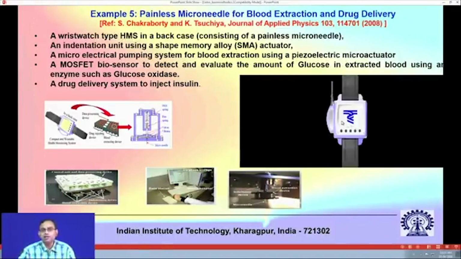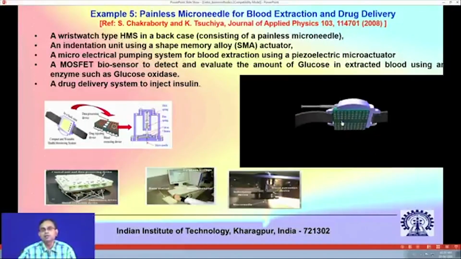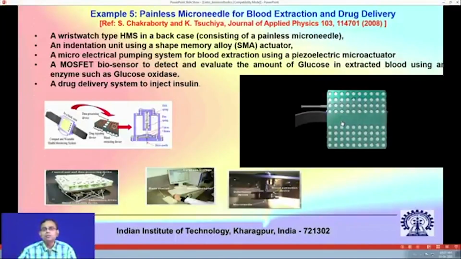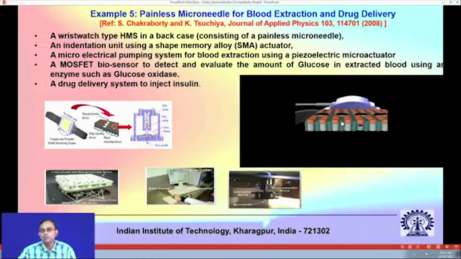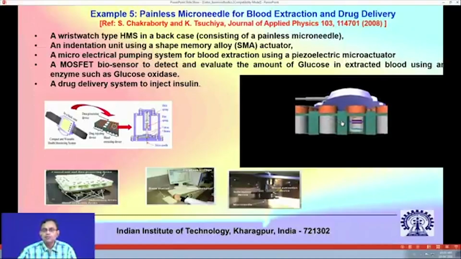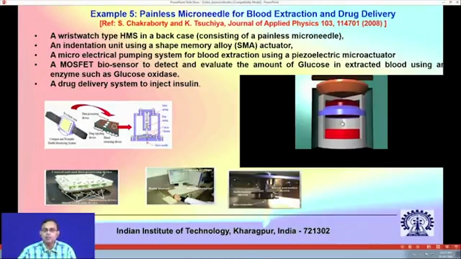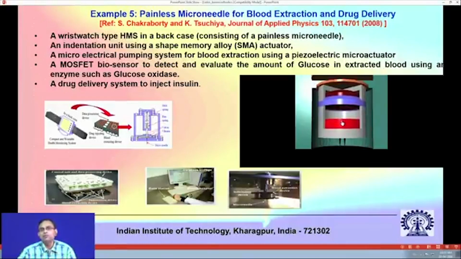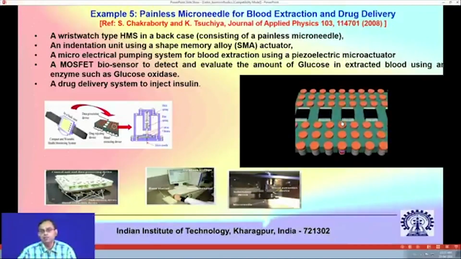This looks like a wristwatch, a very deceptive device, but on the back of the wristwatch you have microneedles. These microneedles are designed by taking clues from the mechanism by which a mosquito sucks blood. Essentially, when a mosquito sucks blood, a suction pressure is developed. So, this device tries to develop a suction pressure and suck a drop of blood in a painless manner. By the way, the mosquito's blood sampling is mechanically a painless process.